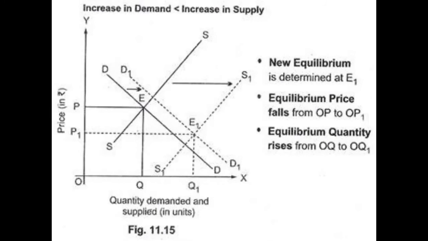Next, increase in demand less than increase in supply. In this situation, the demand curve and supply curve also shift to the right. We get the new equilibrium at E1. Equilibrium price falls, but the equilibrium quantity rising. As I said before, in a simultaneous increase in demand and supply, the equilibrium quantity will always increase, but the equilibrium price depends on the case or the situation.